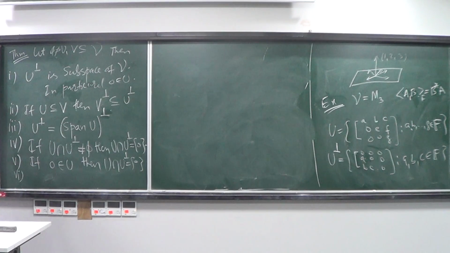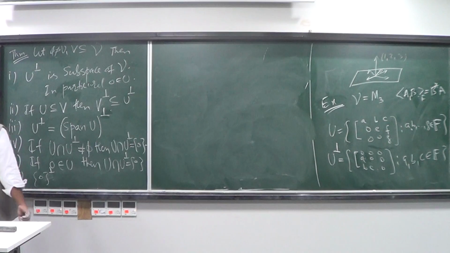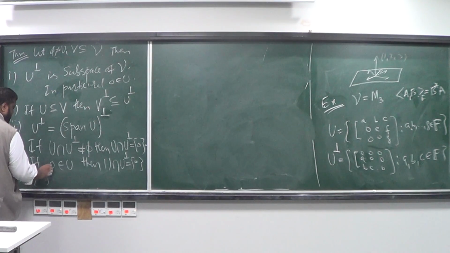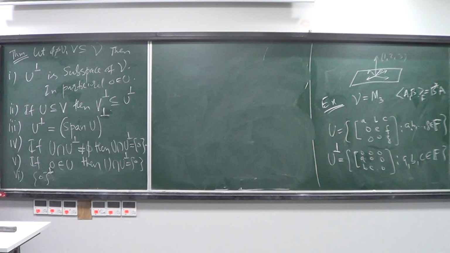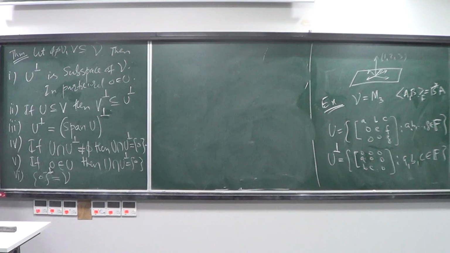An interesting fact: what would be the perp of the 0 vector? In other words, what are those vectors which are orthogonal to vector 0? Every vector is orthogonal to vector 0. So I would say that this is equal to the entire inner product space. So this is the sixth part.